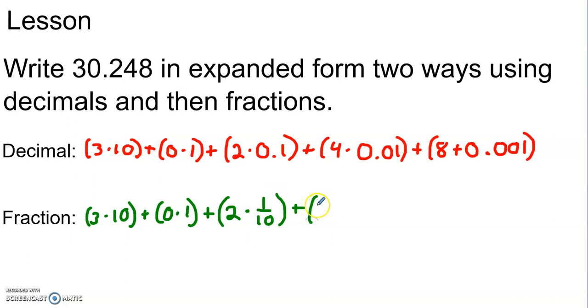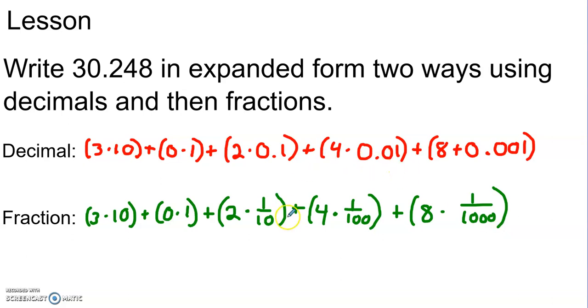So on the next one, I keep the 4 there, but instead of writing 0.01, I'm going to write 1 over 100. And then I close that parentheses. And then I'm going to add the last one. The last digit is an 8. So instead of writing it as 0.001, I'm writing it as 1 over 1,000. And then I close the parentheses. So basically, when I'm writing in expanded form, I'm just changing the decimal section. And instead of putting it in decimal form, I'm putting it by how we write our place value in that fraction. I want you to pause this video now and copy what's on this slide.